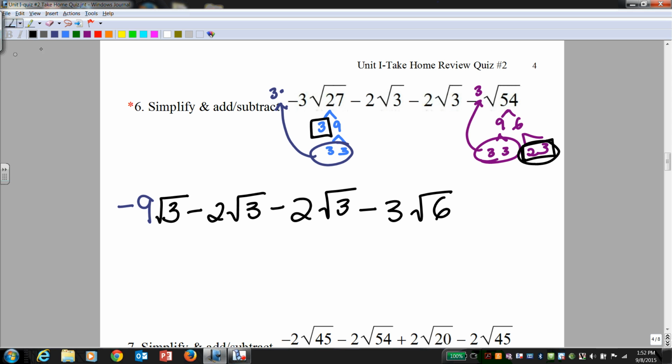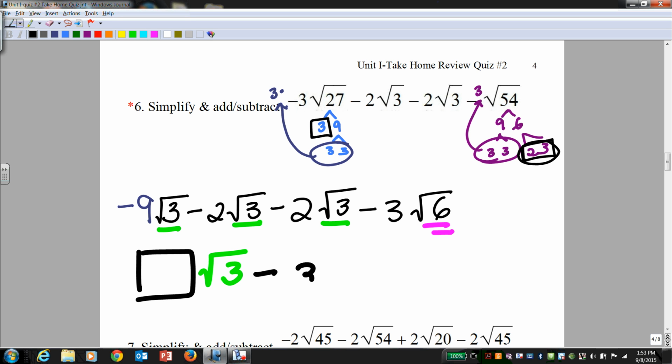Now you want to look at your radical signs, and we're going to collect like terms. So underline like radicals. That's a different one. So we're going to add negative 2 minus 2, minus 2 again. Now you add it up. You're going to have something root 3. You do your own math there. Minus 3 root 6, and you're done.